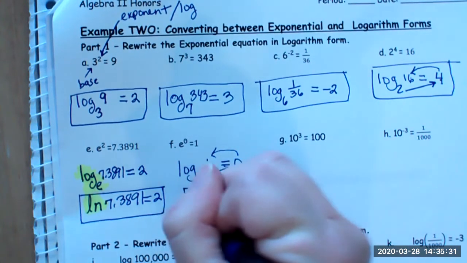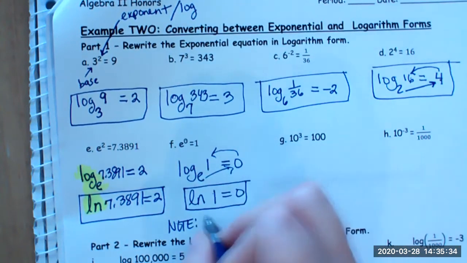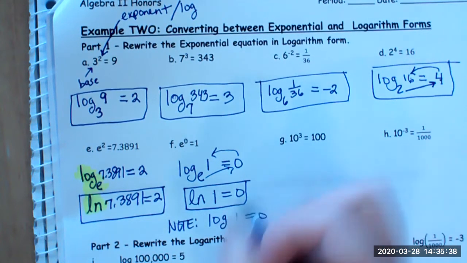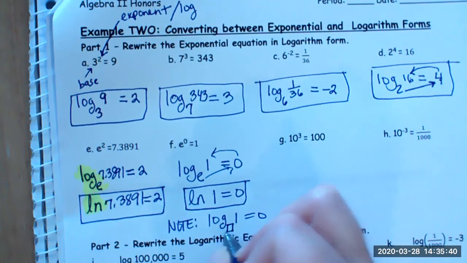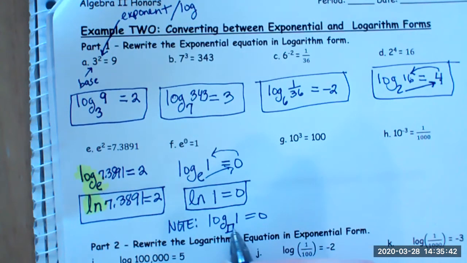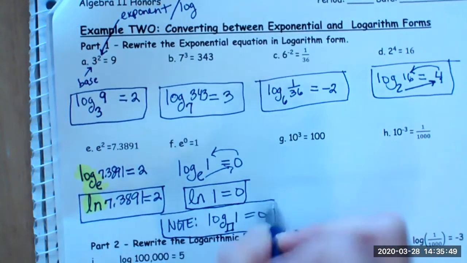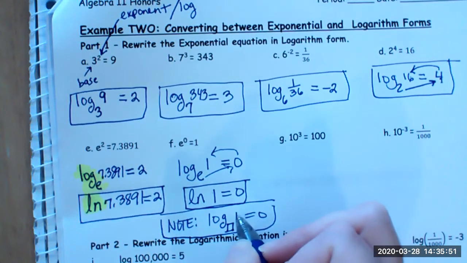So that would be a note that you want to make, and we'll emphasize it again later too, that the log of 1 equals 0, and that would be true with any base at all. So I'll put a box there to emphasize that's true with any base at all. Log of 1 will always be 0 because any base to the 0 power is 1.